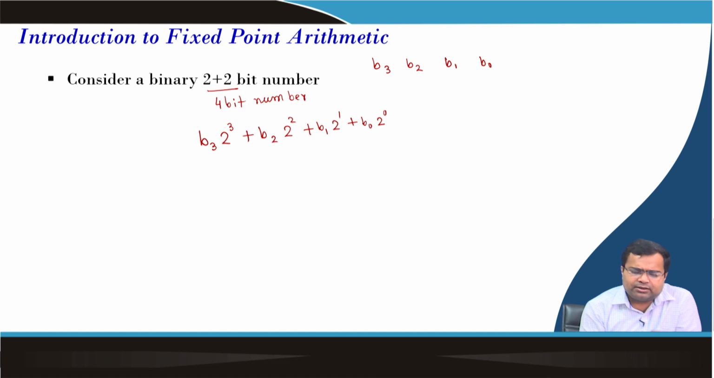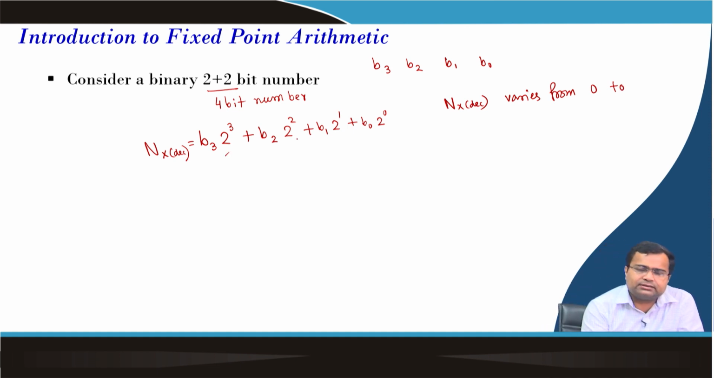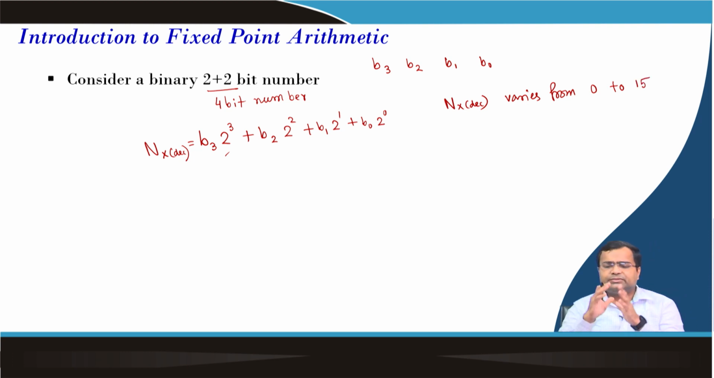And in this way, if we write it straight, that means nx in decimal, what will we get? It can vary from 0 to what? What is the maximum number? This is like 8, 4, that means it is 31, sorry, it is 15, because it is a 2 to the power 4. So, it varies between 0 to 15. If all are 0 bit, then it is 0, if all are 1, it is 15.